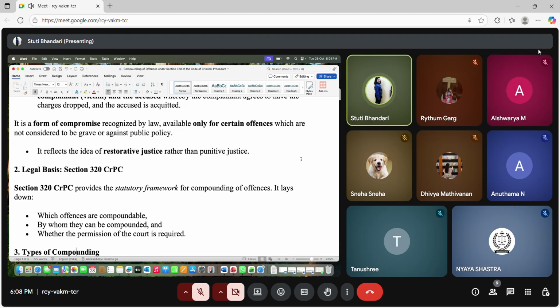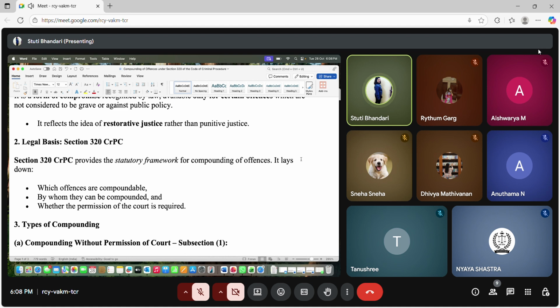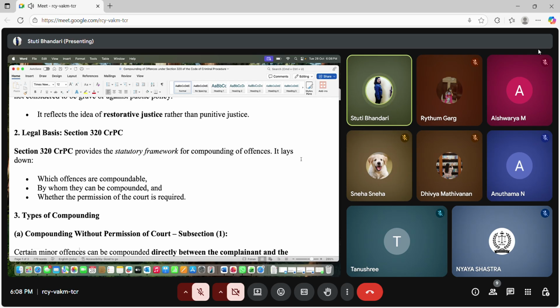Now coming to the legal basis of section 320 CrPC or 359 BNSS. It talks about which offences are compoundable, and it gives a list. It tells us who can compound it, and the procedure. It also tells us whether the offence can be compounded on our own, or whether we have to file it in the court, or take the permission of the court. The entire procedure is laid down in section 320 CrPC.